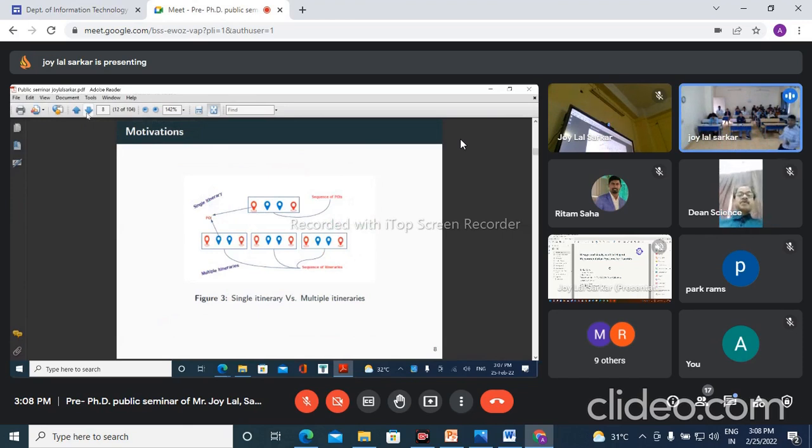So this I have prepared. You can see what my objective is here. The existing techniques you can see there are all about single itinerary techniques. Okay, it is already published. What was there before my work? All are single itinerary techniques.